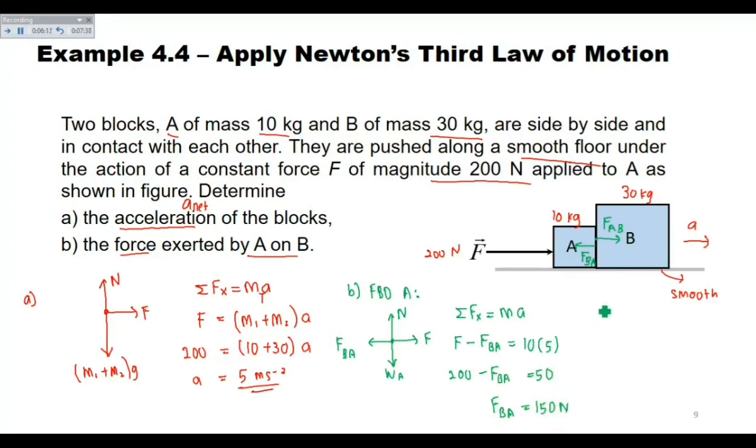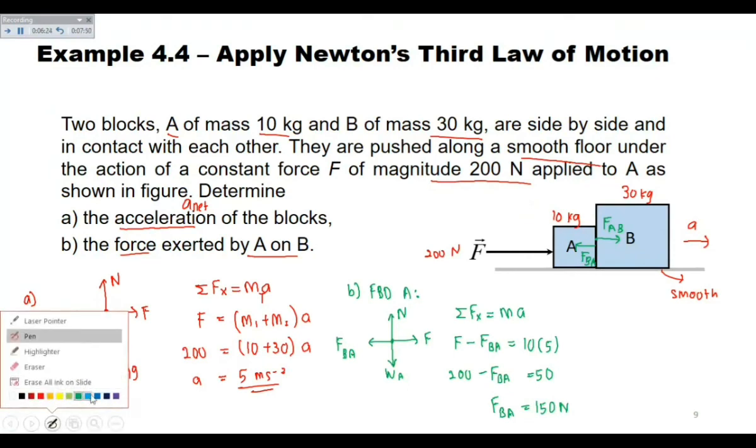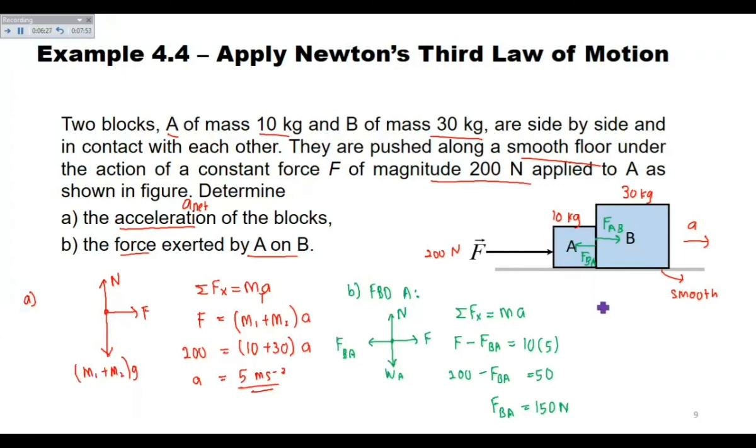Okay, so cuba kalau kita cari force exerted by B on A ni by drawing free body diagram untuk blok B. Okay, so kalau kita lukis free body diagram untuk blok B, we'll have weight, this is N, and then we have F, force exerted by A on B.